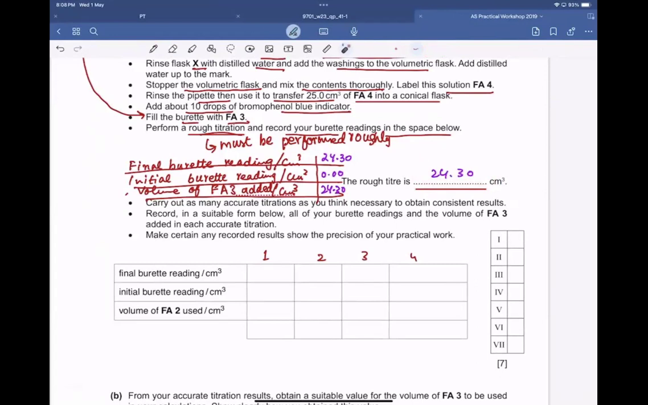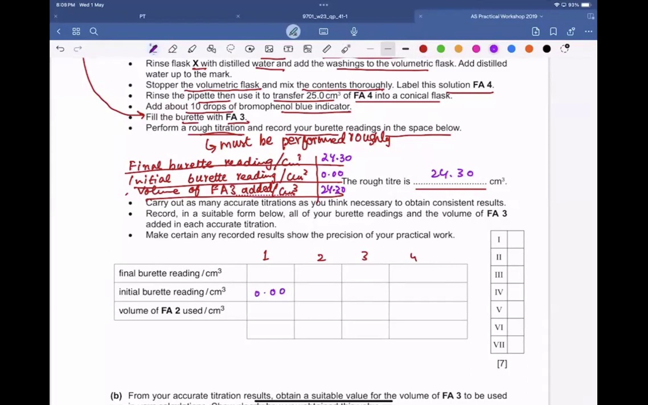Okay, so let's start. You have refilled it. It's 24.30. So what you did, you refilled it. So now the initial burette reading is 0.00. Now you have performed it accurately.